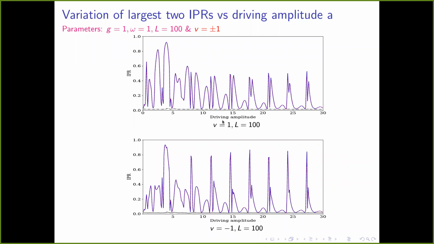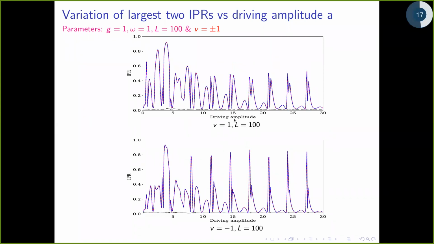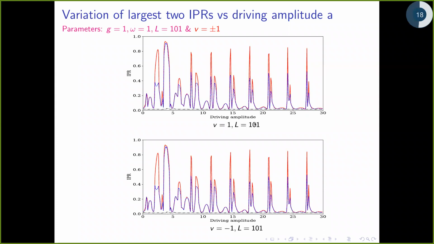And next, for L equals 101, this is the plot that I have. So there are two edge states for the red and blue curves. But one interesting thing to notice is that for L equals 100, the plus V and minus V plots are a little different, whereas for L equals 101, the plus V and minus V plots are similar.